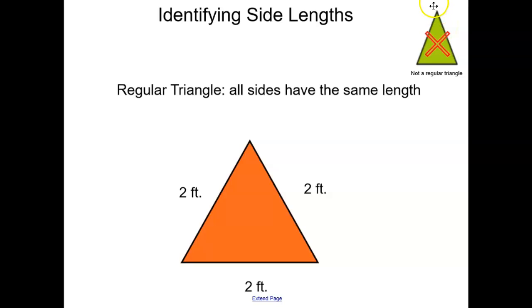Precisely. It is not a regular triangle because not all of this triangle's side lengths are equal. For example, these 2 side lengths are much longer than this side length, so it cannot be classified as a regular triangle because any regular polygon has all equal side lengths.